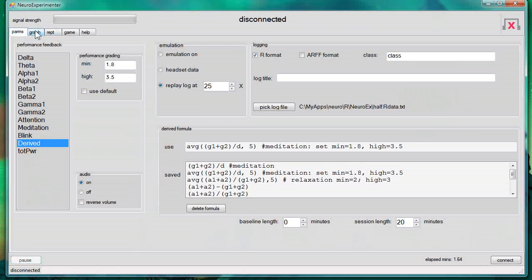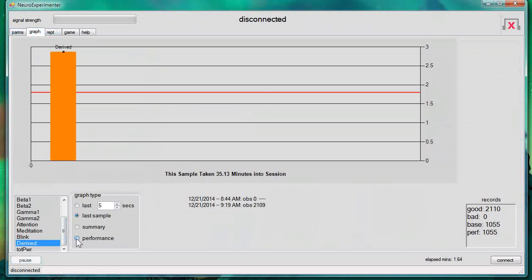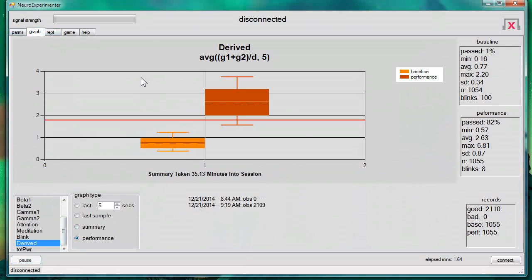Okay, so here we are at the end of the session, and what you want to do is look at the final report for performance. And we've altered the formula to take the average, and so we've actually improved the discrimination powers of this formula and the minimum. And now the baseline, in Sally's session, only 1% of the baseline samples would be classified as meditation, and 82% would be classified as meditation. So if you're trying to train yourself, at the end of the session, you look at this percentage that passed, and you might keep track of that and see if you're improving.